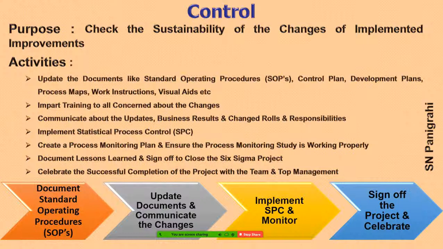Therefore, in this controlling phase, we will do the process documentation. The improvements we have made have to be documented and communicated to the various process owners, so they know what change has happened. Then implement SPC, meaning statistical process control charts, and we have to monitor properly through control charts. And then we have to stabilize this system, meaning make it sustainable.